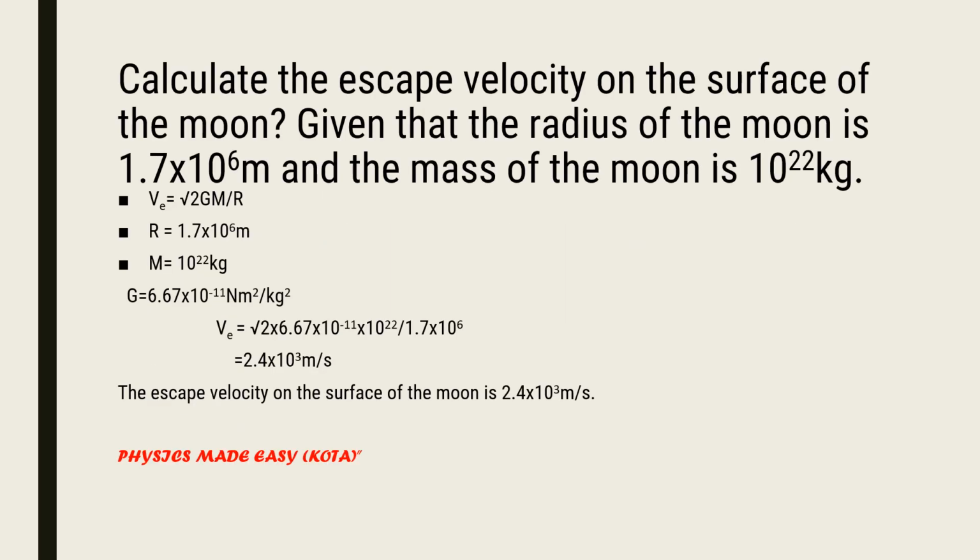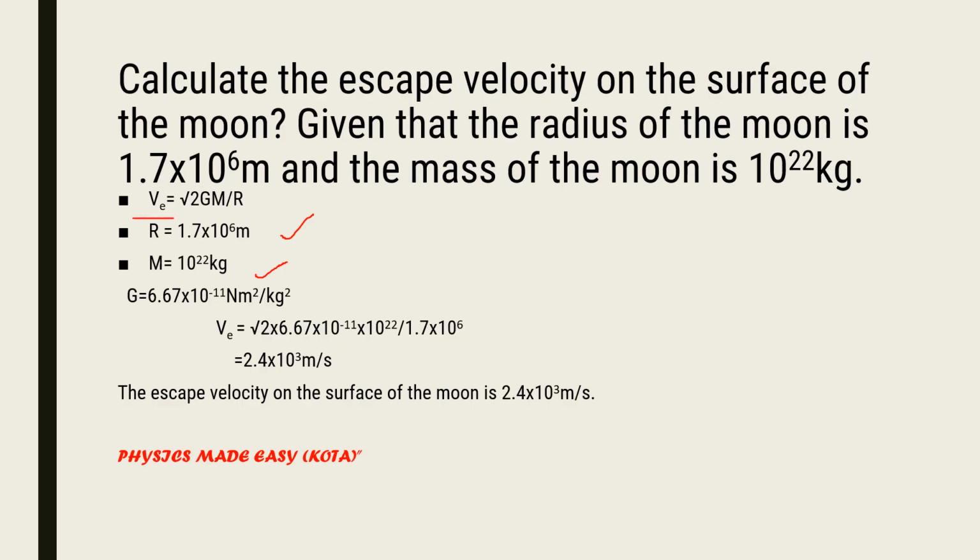Now it is time for numericals. Calculate the escape velocity on the surface of the moon, given that the radius of the moon is 1.7 into 10 raised to power 6 meters and the mass of the moon is 10 raised to power 22 kg. So as per the given terms, we have the value of R, that is the radius, and the value of M, that is the mass of the moon.